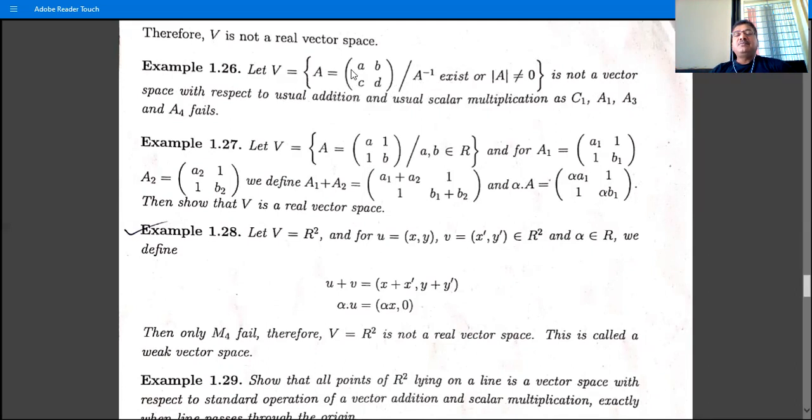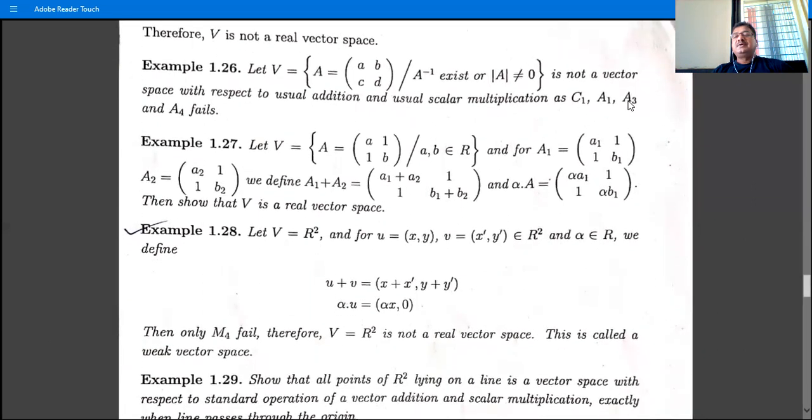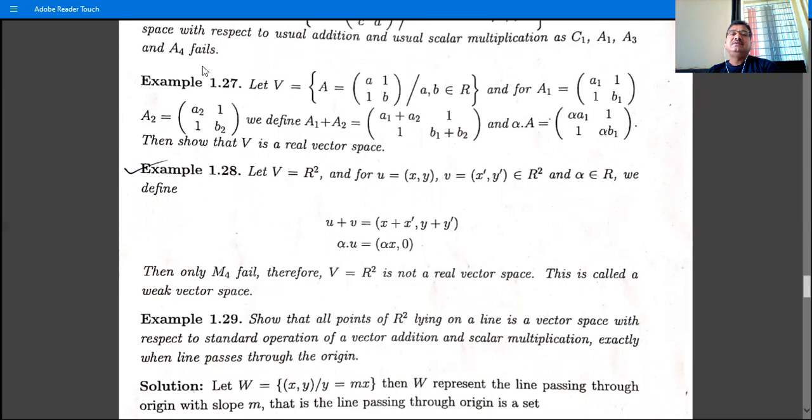That is, if we take two elements of V, then their addition is not necessarily an invertible matrix. Also we can show A1 and A3 fail. So write the counter example for this property. Out of these four properties, write a counter example. Take two elements from V such that their inverses exist, that is, the determinants of those two matrices are not equal to 0. But after taking their addition, we have a matrix of order 2 by 2 whose determinant is 0. So we have to write the counter example for C1 or A1 or A3 or A4.